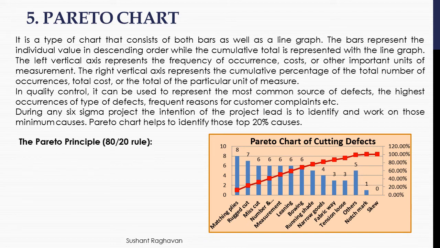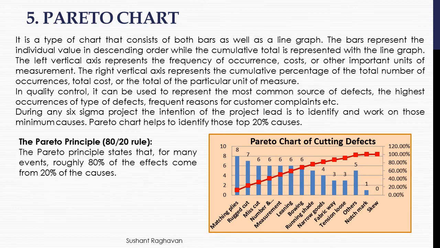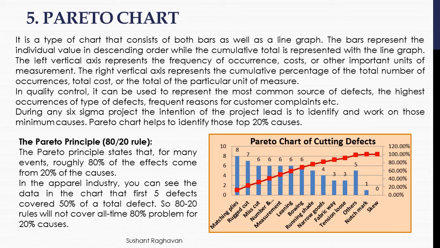The Pareto principle, 80-20 rule. The Pareto principle states that for many events, roughly 80% of the effects come from 20% of the causes. In the apparel industry, you can see in the chart that the first 5 defects covered 50% of the total defects. So the 80-20 rule will not hold all the time, that is, 80% of problems from 20% of causes.